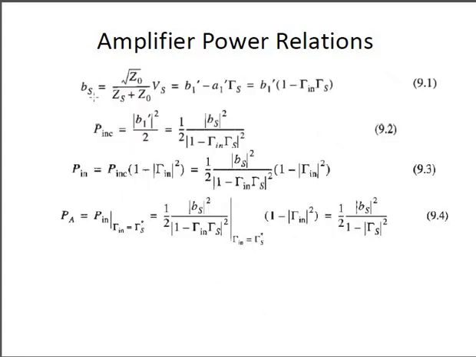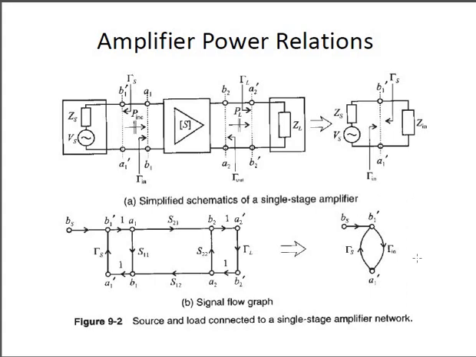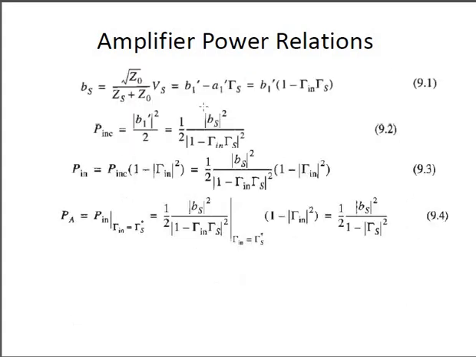See here, the source signal can be represented by taking the voltage divider rule, that is root of Z0 by (Zs plus Z0) times the source voltage, which is equal to B1' minus A1' gamma S. If we take B1' as common, it is equal to B1' (1 minus gamma in gamma S). It has been taken from this signal flow graph. So the B S equation we have taken over here.